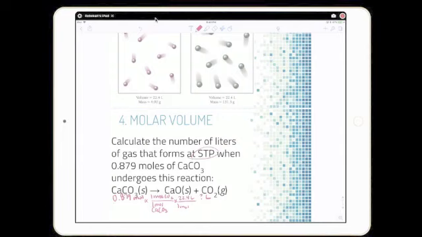If they didn't give me STP, if they gave me a bunch of other information, I'd have to use the ideal gas law. You have to get moles and then use the ideal gas law. 0.879 times 22.4 would be equal to 19.7 liters of CO2 for this question. Alright guys, that is chapter 11.